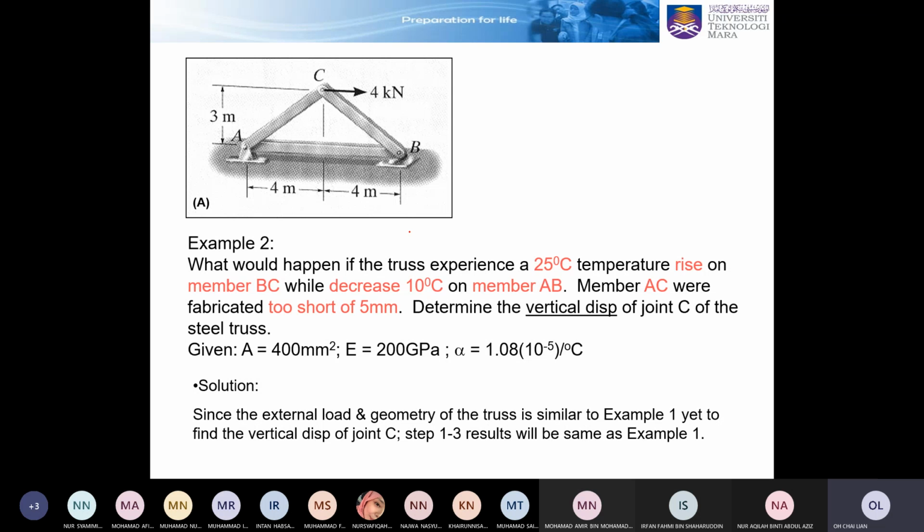I want to continue with 2 more slides here, before you are given a tutorial question. This one is just to show you the same example, same problem, but now with some effects. What is the effect? One is due to temperature change, and another one is due to fabrication error. Remember we have additional equations to sum up for this special case. So let's try.